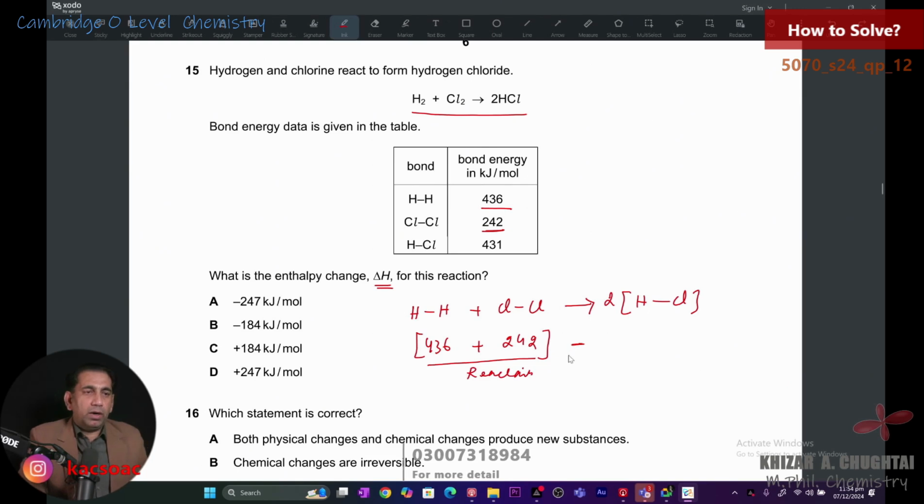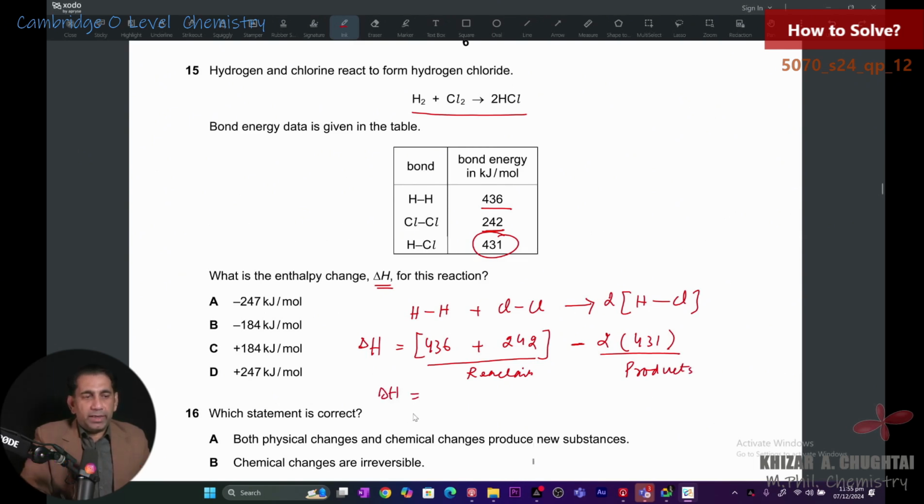To find the delta H with respect to the bond energy data, it is the bond energy of the reactants minus the total bond energy of the products. So 2 times the bond energy of H-Cl, which is 431, is the overall bond energy on the product side. So what is the delta H? Delta H is equal to minus 184 kilojoules per mole. So B is the correct option.